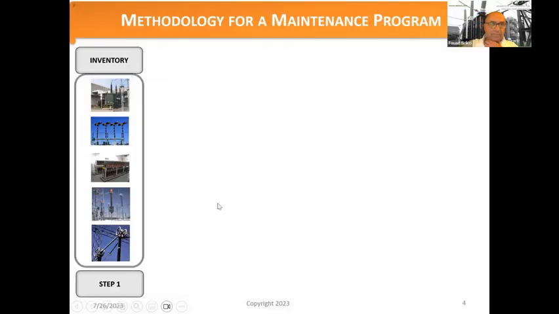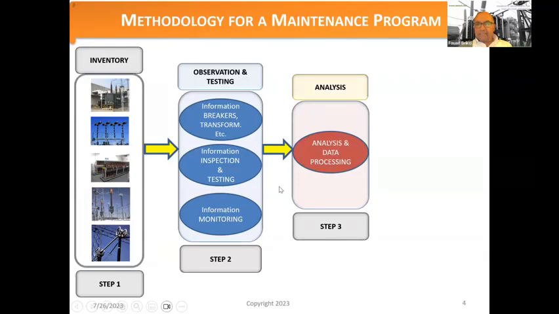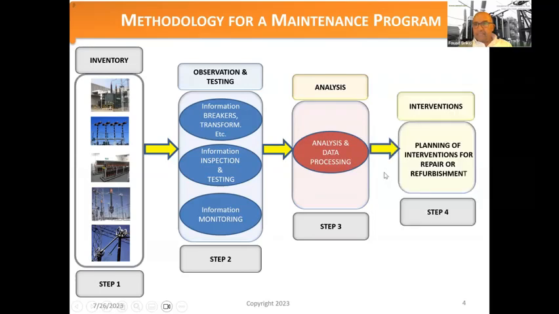So first step is to do the inventory. On the left side, you see transformers, breakers, batteries, measure transformers, sectioners. Second step is to do an observation and testing of breakers and transformers, in doing inspection and testing, and in collecting information from monitoring. Step 3 is to do the analysis of the data that you have recorded. Thanks to all this information, now you can plan your interventions for repair or refurbishment.